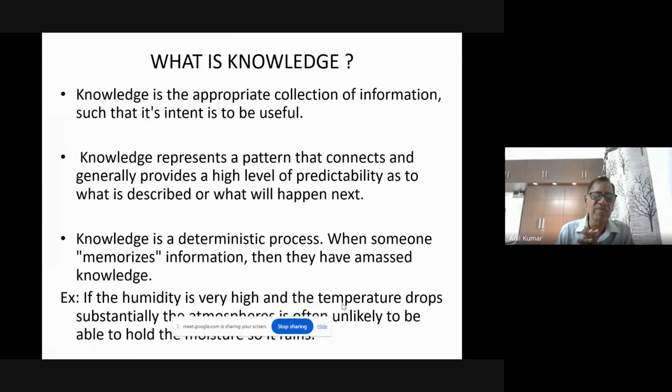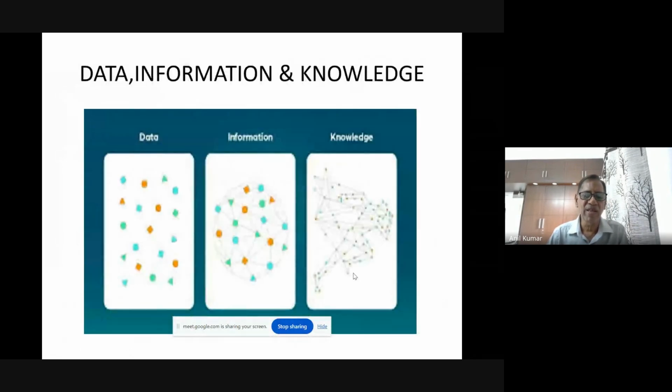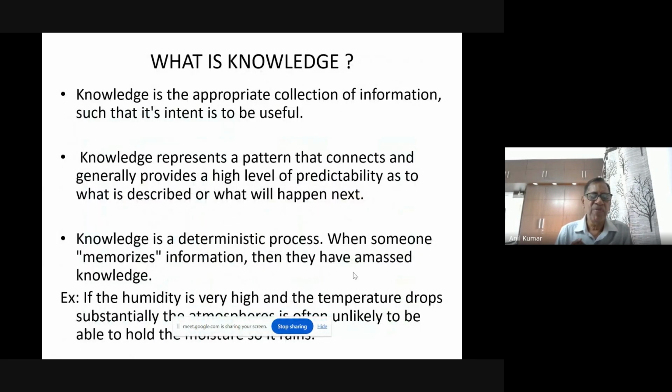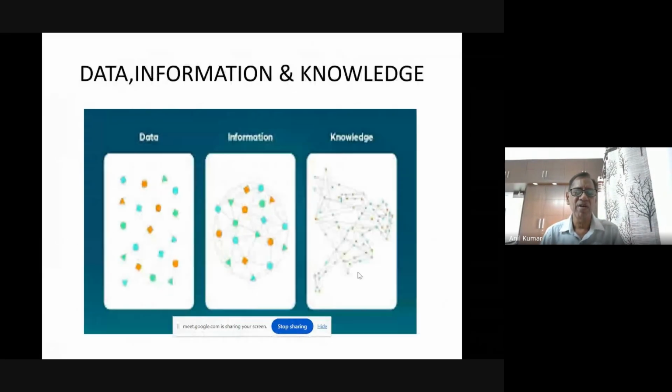Knowledge means you look at this: if humidity is very high and temperature drops, it starts raining. So again, explanations are there. So look at the three: data, information, knowledge. Again, with the help of this diagram, I would like to show you. Now look at this data. Data is being represented by these characteristics.